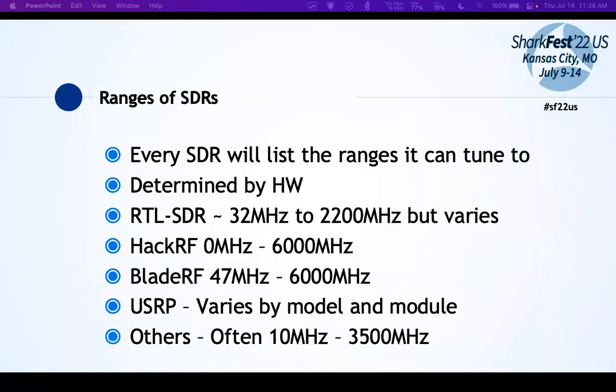Every SDR will list what ranges it can tune to. It's typically determined by the hardware, so you're not going to be able to use software to get frequencies you don't have when you buy it. The RTL SDR will tune from about 32 megahertz to 2,200 megahertz. The HackRF will tune from essentially 0 to 6 gigahertz. It's got one of the widest ranges out there, and so on. They vary by model. You'll typically get things in the under 100 megahertz to around 6 gigahertz range, which covers almost everything out there now.